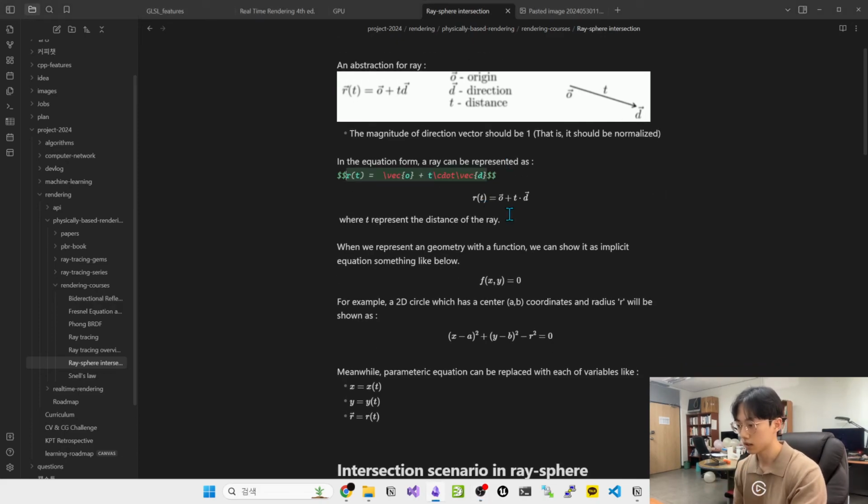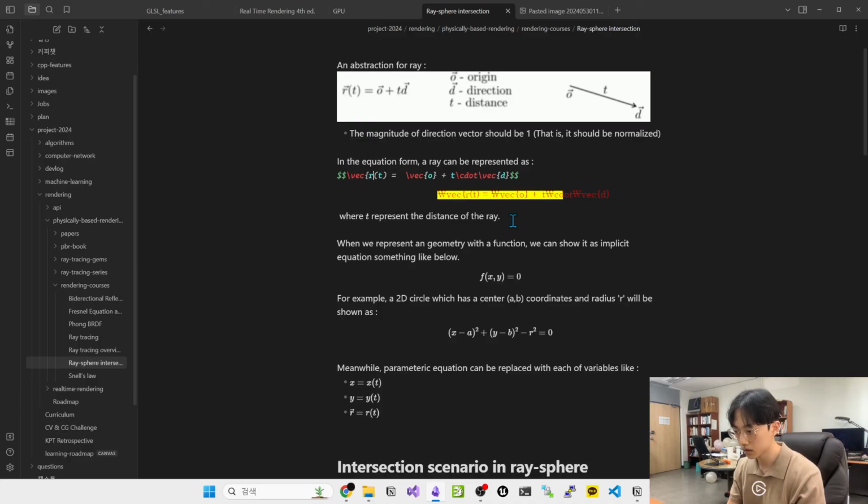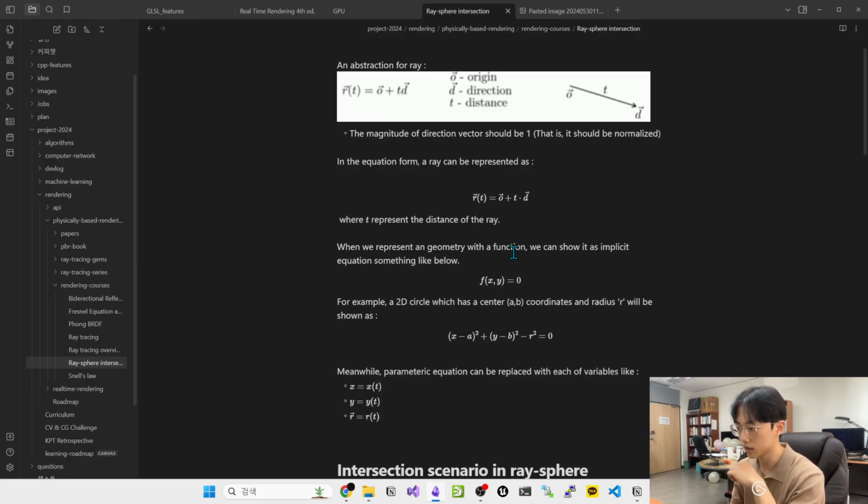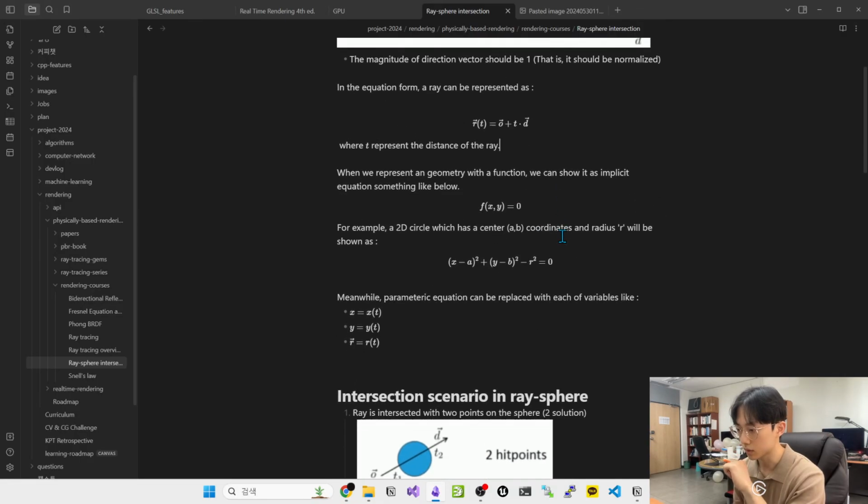So if we convert this ray into the equation form, we can represent the ray as R(t) equal to its origin plus t multiplied by d as the direction. As I already mentioned, the t represents the distance of the ray.